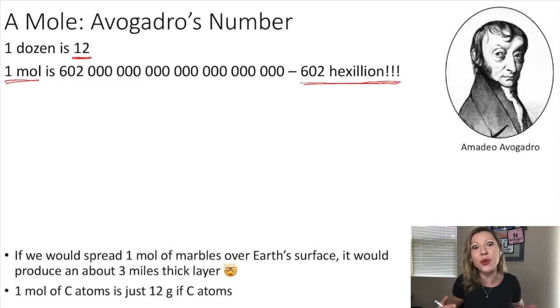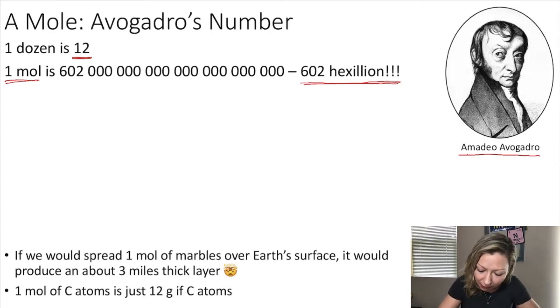Okay, so let's break down what is 602 hexillion. It actually has 21 zeros after the 602. Would you like to punch it into your calculator when you are doing your calculations? Not really, right? Because it would be a pain to put in all the zeros. However, we can use scientific notation to give this number. And this number is actually called Avogadro's number after Amadeo Avogadro's work, who was an Italian scientist.